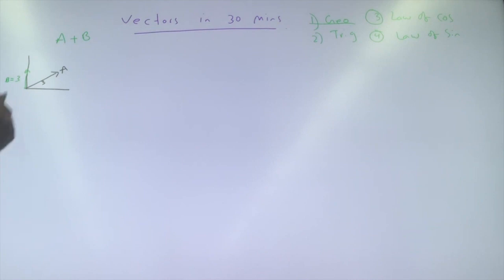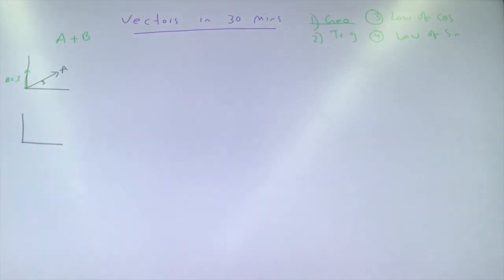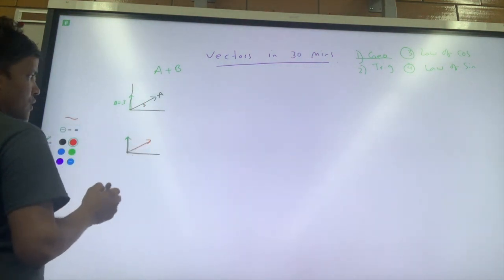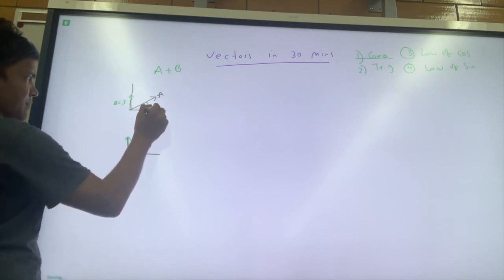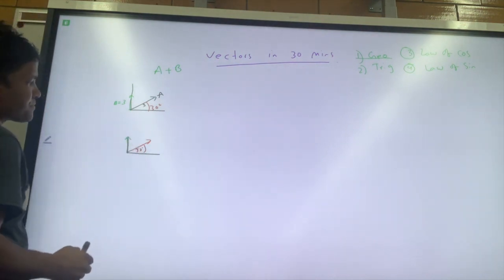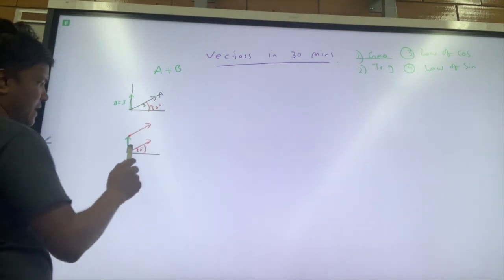So I'm going to draw the original vectors again. So my vector A is this one, and my vector B is this one. Okay. Alright, now what I'm going to do, I'm going to shift my vector A, which is 30 degrees from the origin. This is 30 degrees from the x-axis. So I'm going to draw this one here. Same vector. Okay, so I can erase this.